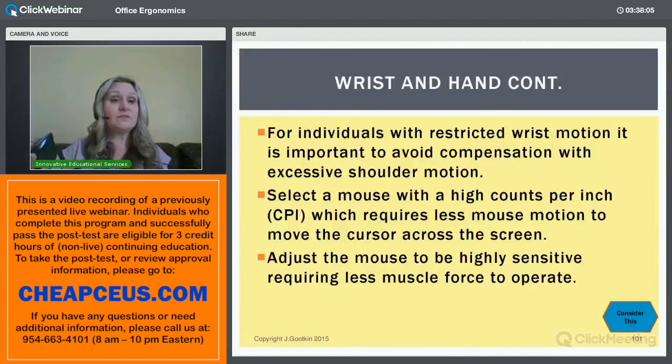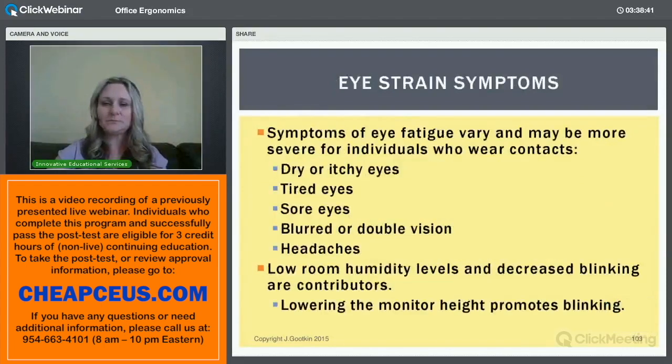So you can actually have your patient or client go to the store and try out the different mice and see which one requires a comfortable amount of effort for them to move. Sometimes I bought one and thought, great, I'm going to increase the CPI, the counts per inch. Well, when I went to move it, I was actually co-contracting more to try and stabilize because the mouse was just flying all over the page. My proprioceptive awareness and kinesthesia weren't in tune with it. So bear in mind that we can think about adjusting those things for our patients.